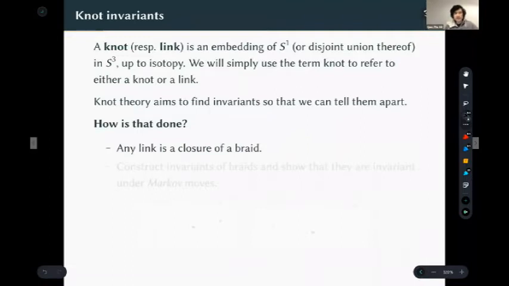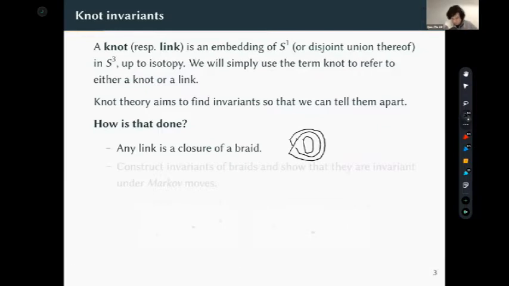The first observation is, it's a theorem, that any link or knot is a closure of a braid. So a braid is something like this. You have a bunch of strands and some go over or under the others. So whenever you have a knot, you can present it as a braid and then you close it up. By closure, I mean something like that. So I start with a 3-strand braid and then I close it up, I get a knot. In this case, actually just 2 copies of the trivial knot. So it's not that interesting, but you get the idea.